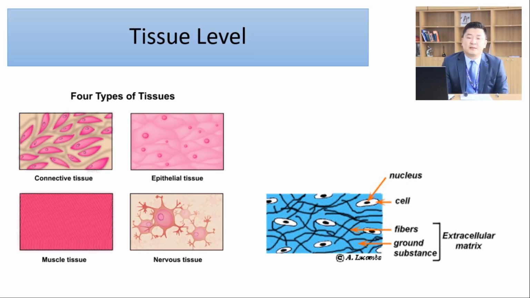Next level is tissue level. Tissue is a group of similar cells that have developed from the same embryo. All perform a certain function. For example, cardiac muscle tissue, which makes up the wall of your heart. There are four major tissues in the human body: connective tissue, epithelial tissue, muscle tissue, and nervous tissue.